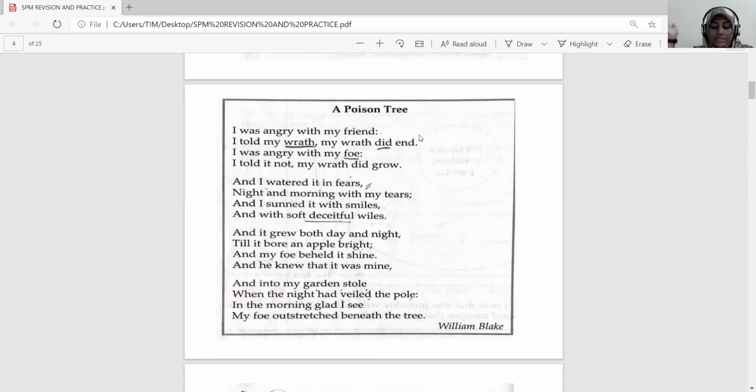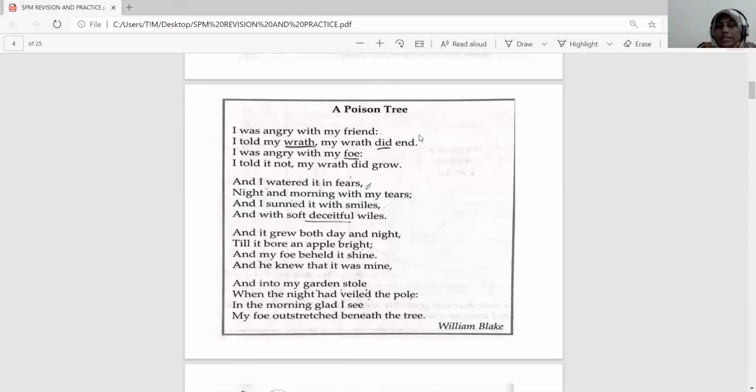So the first stanza says, "I was angry with my friend. I told my wrath, my wrath did end. I was angry with my foe. I told it not, my wrath did grow." Very simple. The first stanza means that he was very angry with the friend, right? When he talked, he solved the problem. Whereas when he was angry with the foe, which is the enemy, he did not talk.